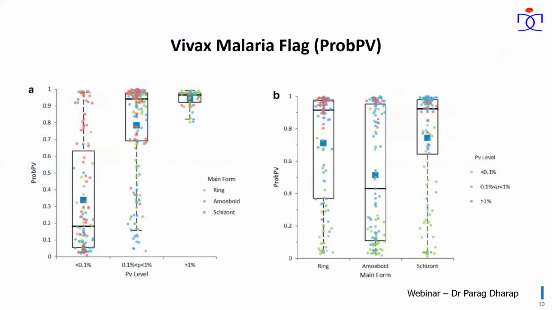This slide shows the ProbPV flag score on the left in a box plot. On the left hand side, as you can see, the grouping is as per the parasitemia. This box plot shows higher performance as the parasitemia level increases. On the right hand side is the dispersion of the ProbPV score across the dominant forms.